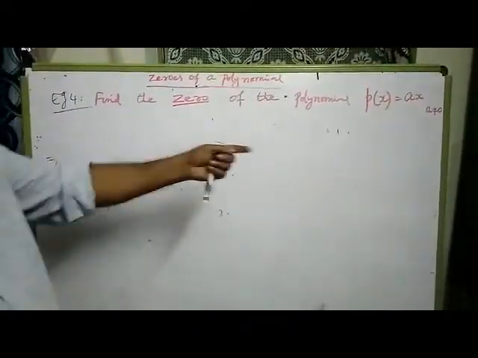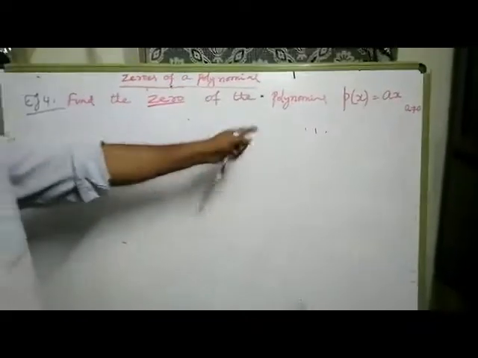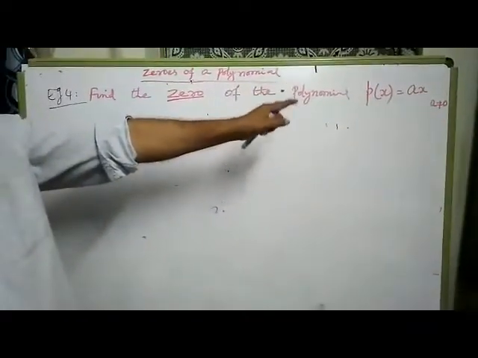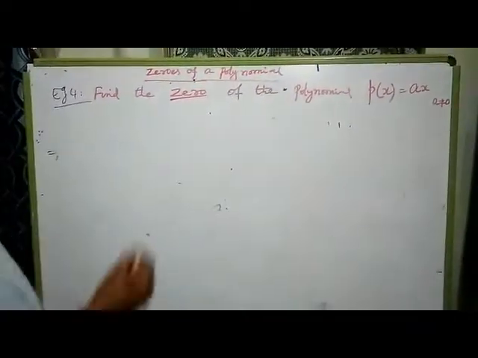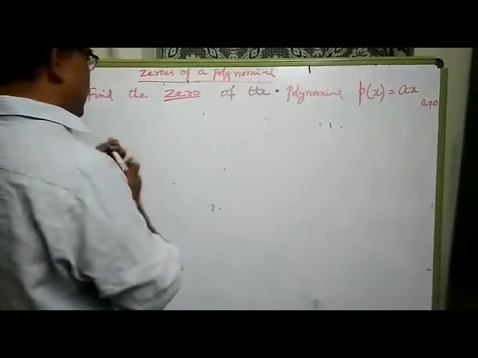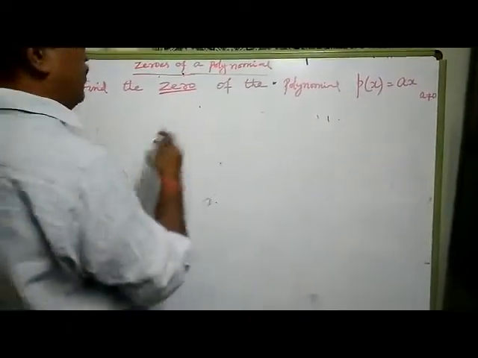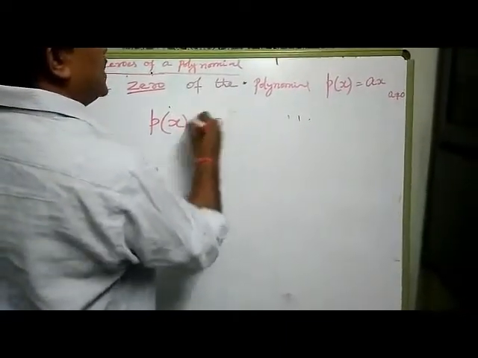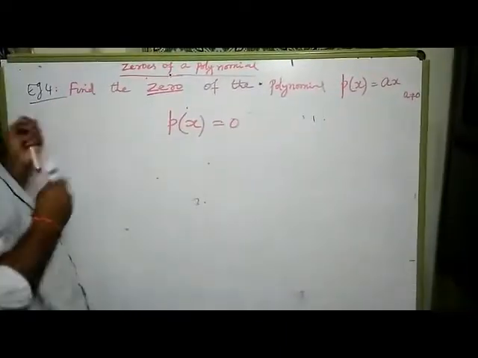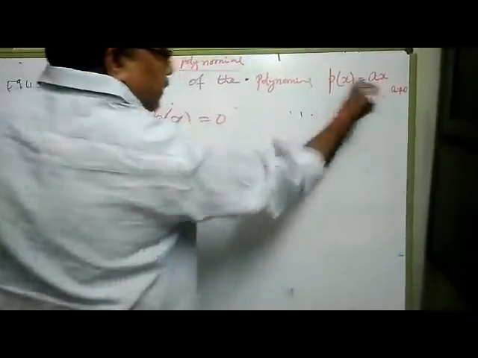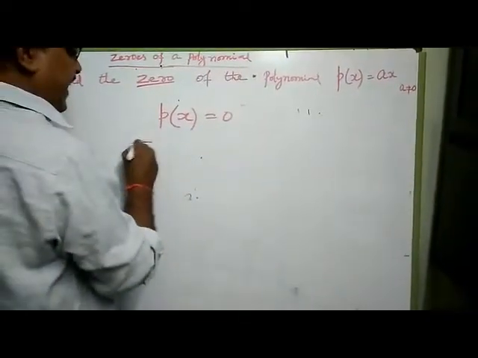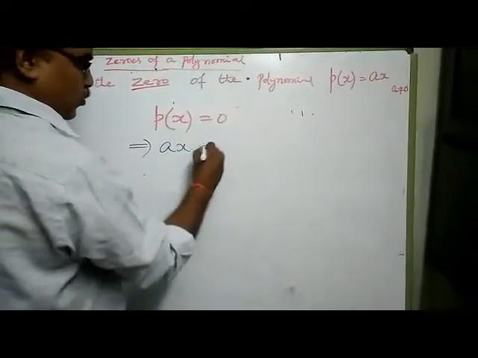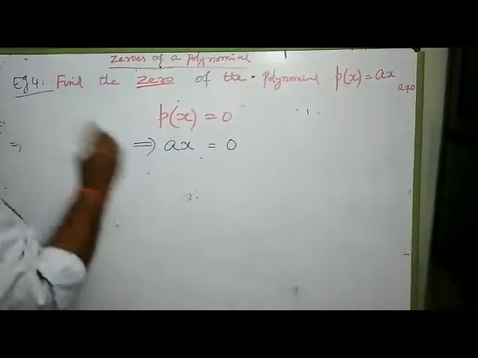Find the zero of the polynomial p of x is equal to ax, where a is not equal to 0. Here we have a formula. What is the formula? P of x is equal to 0. So what is p of x? P of x is given: p of x is equal to ax, a is not equal to 0.